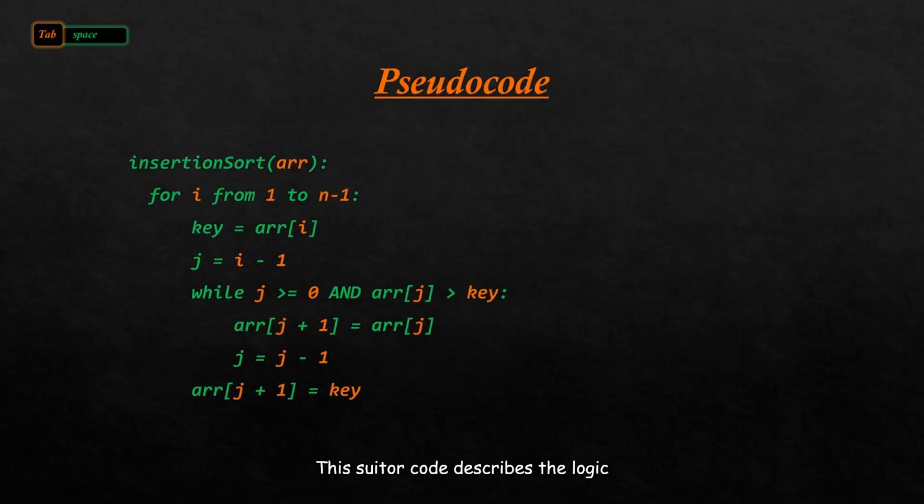This pseudocode describes the logic mathematically. We loop from the second element to the end. The current element is stored as key. Then we move backwards to the already sorted positions, shifting elements that are greater than the key. When we find the proper position, we insert the key. This continues until the entire array is sorted.